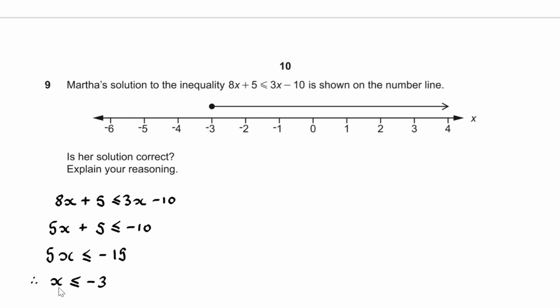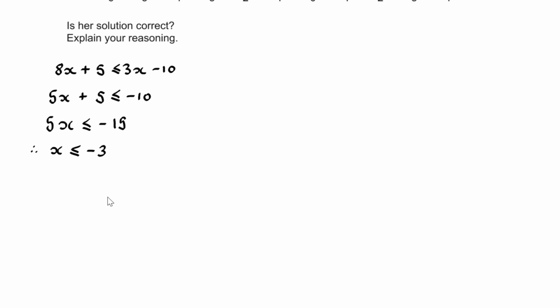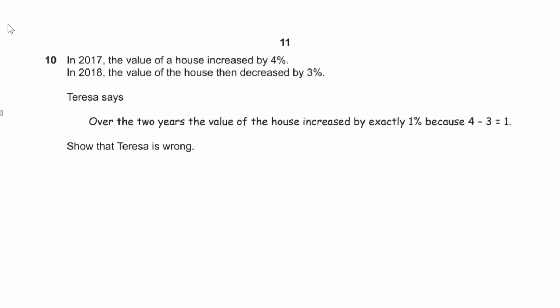So we've got here x is less than or equal to minus 3, and what her number line is showing is x being greater than or equal to minus 3. She's got the fact that we use a filled hole when we've got a weak inequality symbol, but the arrow is going in the wrong direction. So therefore, she is incorrect. She has shown x being greater than or equal to minus 3 on the number line.